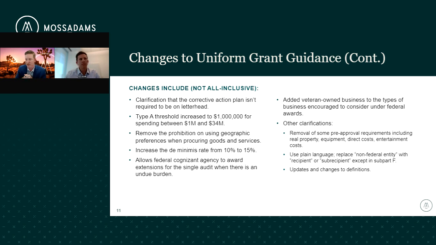Type A threshold. This is more of an auditor item, but the threshold in determining a large program versus a small program, Type A and Type B, has increased to $1 million as well. And maybe what this means is fewer programs to be audited. So just something to look out for there.